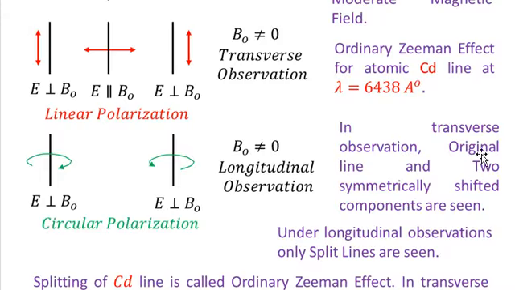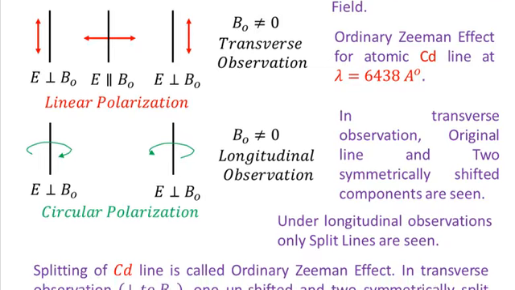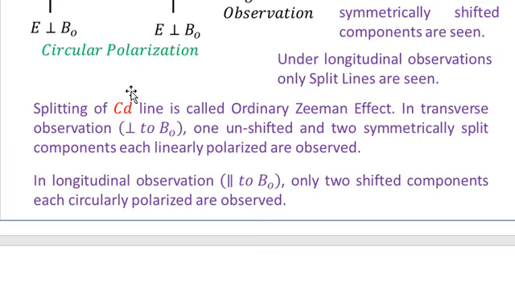In the transverse observation, the original line and two symmetrically shifted components are seen, as explained in the middle portion of the diagram. Under longitudinal observations, only the split lines are seen. So you see that in the lower diagram, the original or central component is absent, whereas only split lines could be seen, which are circularly polarized. Splitting of the cadmium line is called the ordinary Zeeman effect or normal Zeeman effect.